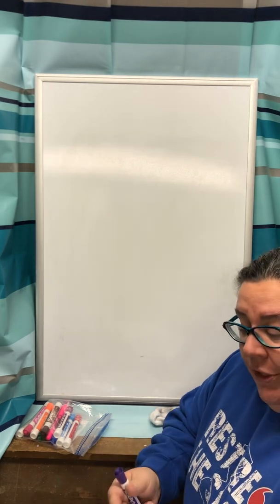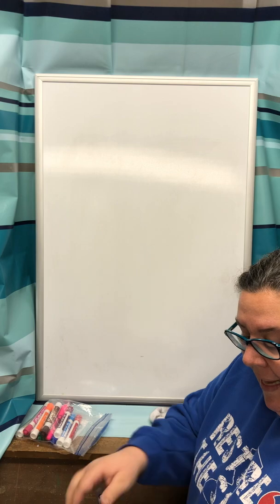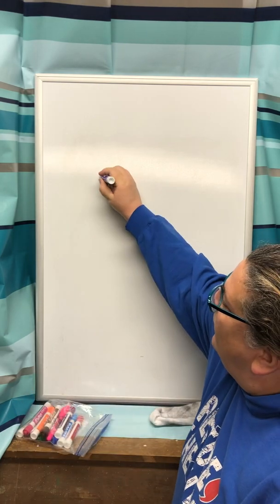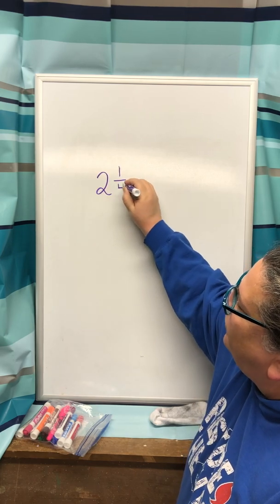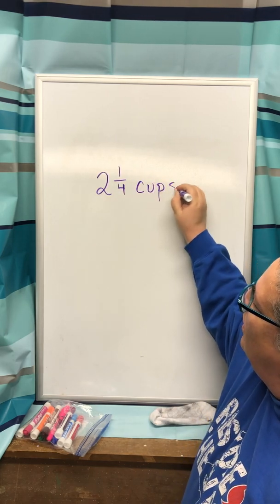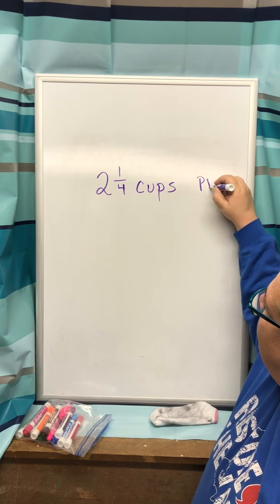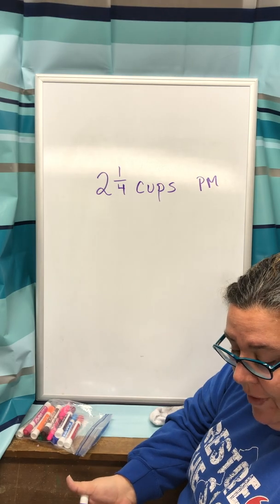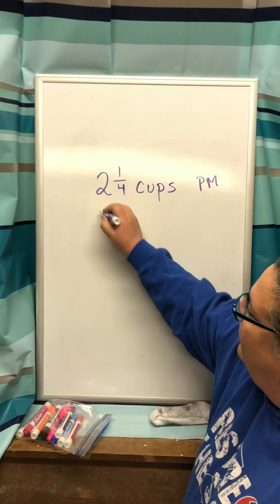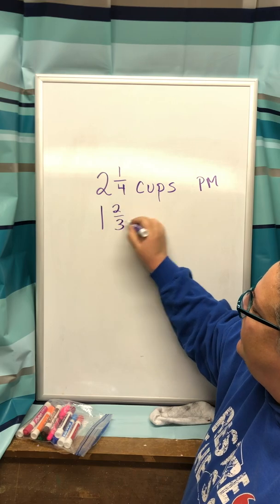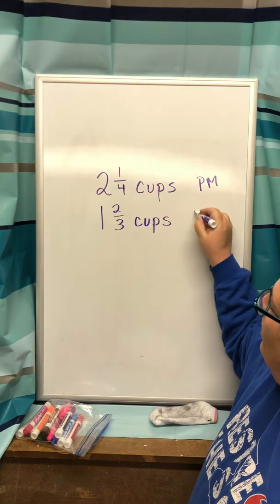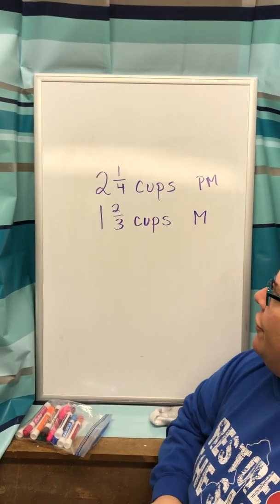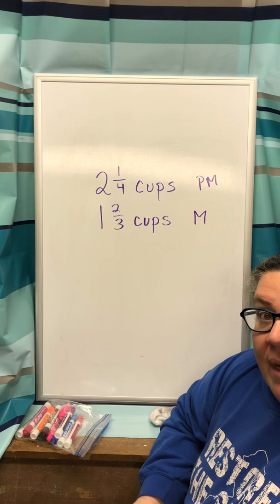So the first thing I need to do is look at the pancake mix. For the pancake mix, she needs 2 1/4 cups. That's the pancake mix. We'll say PM. And then they also want to know about the milk. So for the milk, she needs 1 2/3 cups. That's the milk. So a couple things we need to know here. First, they want to know about doubling, and then they want to know about tripling.